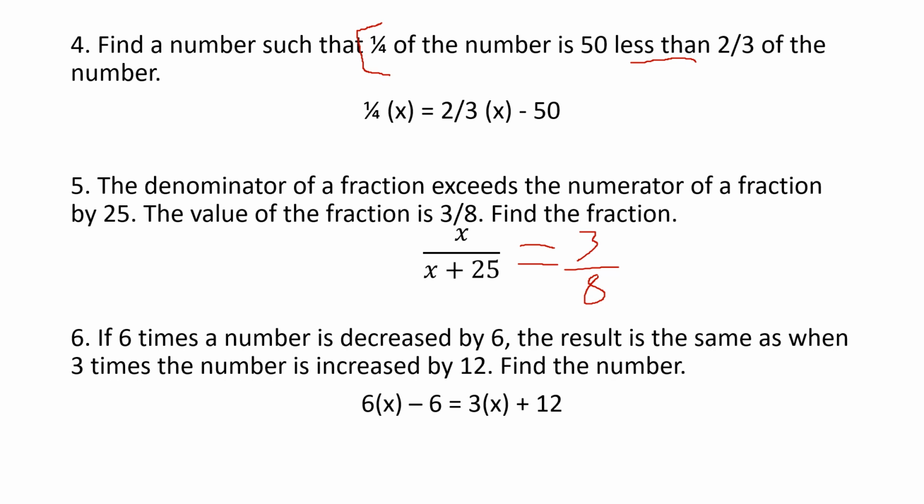So the numerator is the top, the denominator is the bottom. We don't know what the numerator is, but we know that the denominator exceeds it by 25, so we just have x and then x plus 25. The value of the fraction is 3/8, and then you can use cross multiplication to solve that problem. Number 6. 6 times a number, 6x, is decreased by 6, minus 6. The result is equals the same as when 3 times the number, 3x, is exceeded by 12, plus 12. And then you just solve it.